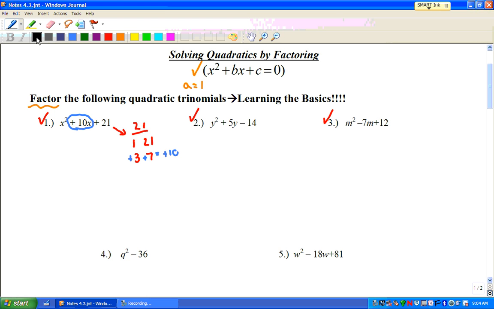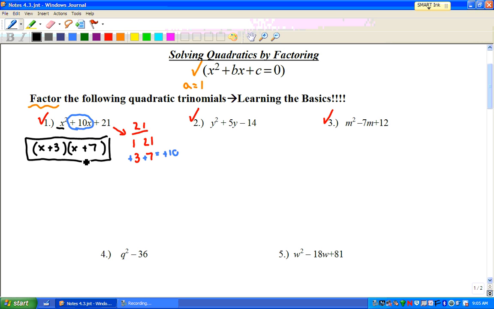So what we're going to do is break this quadratic trinomial into two linear binomials, where you take this and you put an x here and you put an x here, which makes up your x squared term. And then you take this factor, plus 3, and then you take this factor and you put plus 7. What we've done now is we have factored that quadratic trinomial into x plus 3 and then x plus 7.